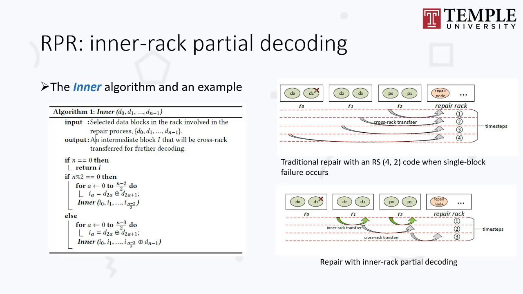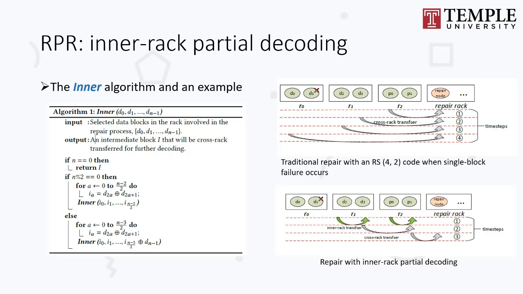So the first subfigure shows the traditional repair process with an RS-42 code when a single block failure occurs. We can see that it will take four time steps, and in each time step, a cross-rack transfer will happen, which will transfer one data node or parity node from the original rack to the repair rack.